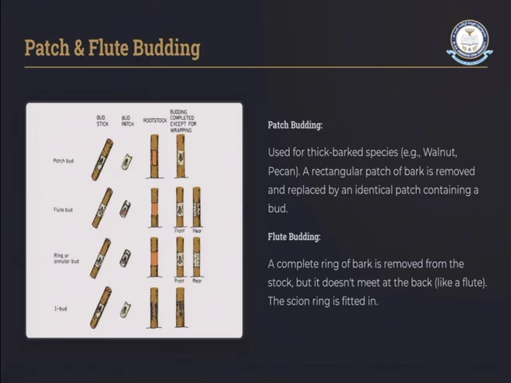Then we have flute budding. This is a complete ring of bark. In flute budding, a complete ring of bark is removed from the stock, but it doesn't meet at the back, like a flute. The scion will be in a ring shape and will fit in perfectly.